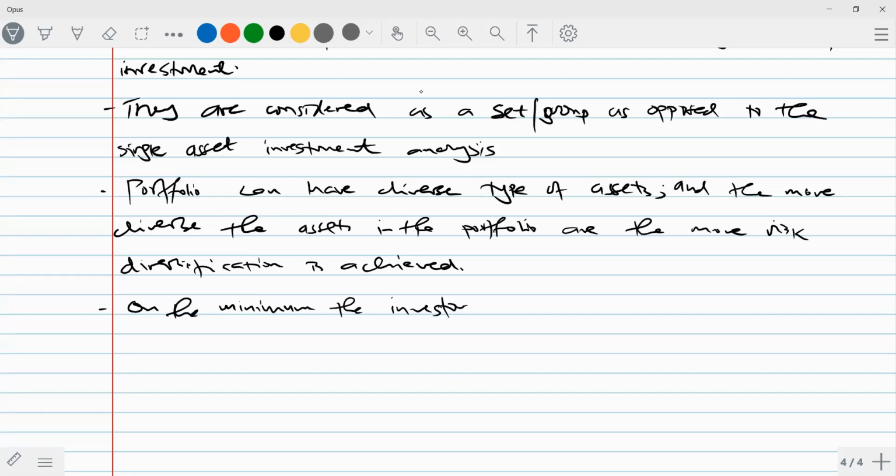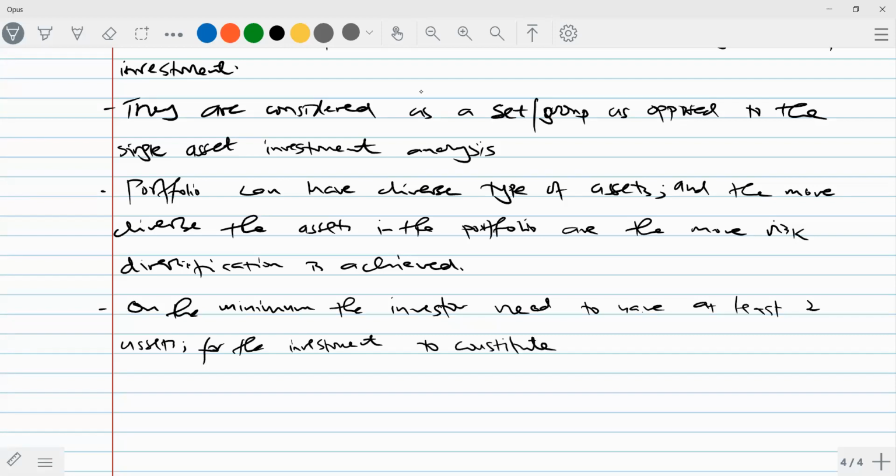The investor needs to have at least two assets for the investment. The bare minimum that constitutes a portfolio is at least two assets. Otherwise, if you have one asset, that's not a portfolio, it's simply that asset. So you need at least two assets in a portfolio. The maximum, there's no maximum as such.